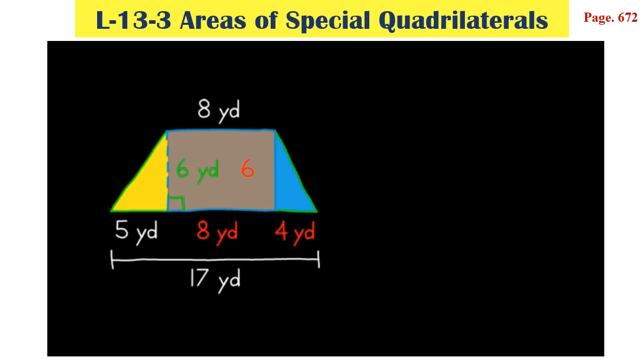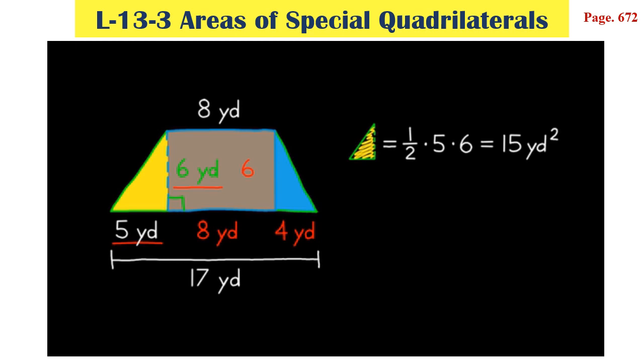Let's start finding the area of the left triangle. Its base is 5 yards. Its height is 6 yards. So its area is 1/2 times 5 times 6, which equals 15 square yards.